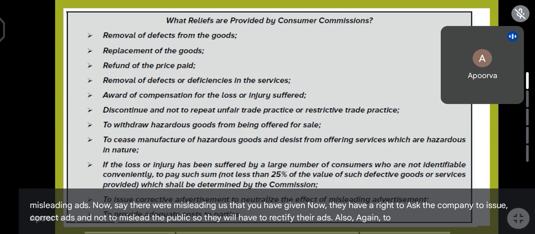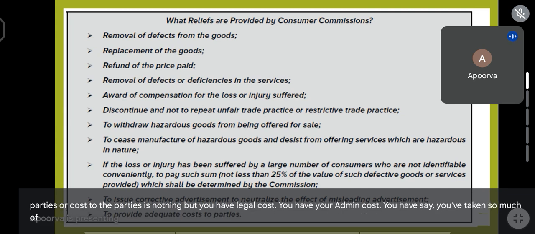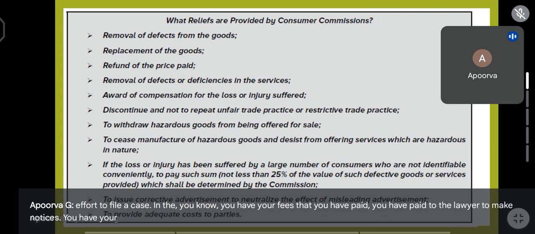Again, to provide adequate costs to the parties. Now, costs to the parties are nothing but your legal cost, your admin cost, the effort you have taken to file a case, the fees that you have paid to the lawyer to make a notice, your transportation charges, all of that. Those are called costs. So anything that you have incurred will also be provided to you.